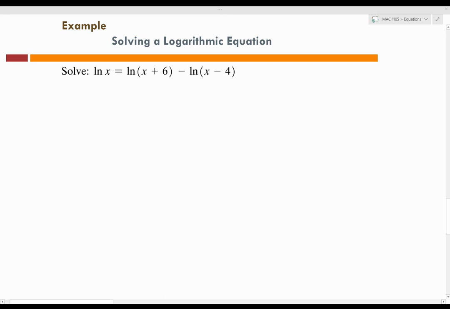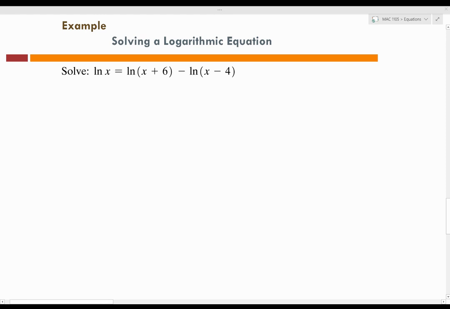So the first thing that I want you to do is identify how many logs you see in your problem. So for this one, we see 3 logs. We see 1 on the left and 2 on the right. So right now, we don't have any rules that help us solve logs that have more than 2 logs. Either the logs need to be on the same side of the equation or different. So what we need to do is use a combination of the things that we know so that we get a problem that either has 1 log or 2 logs.